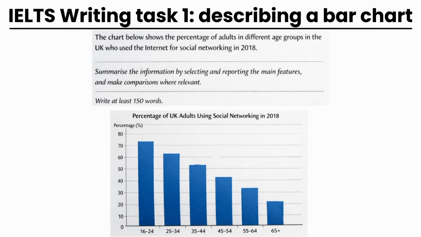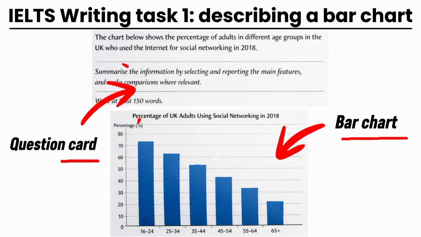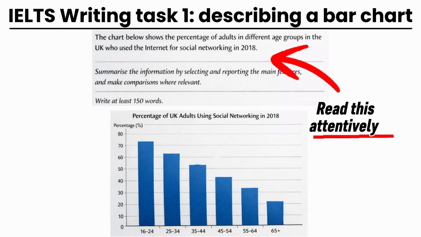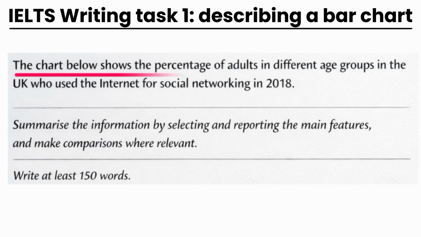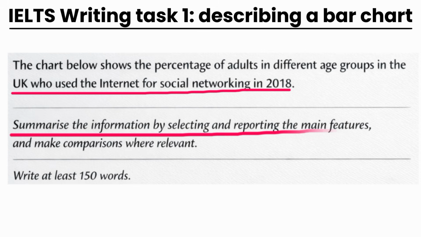So here's an example of a Writing Task 1 question with a bar chart. You have a bar chart and you have a question card with some basic information about your chart. The first thing you need to do is to read this information attentively. Let's do it together. The bar chart shows the percentages of adults in different age groups in the UK who used the internet for social networking in 2018. Summarize the information by selecting and reporting the main features and make comparisons where relevant.